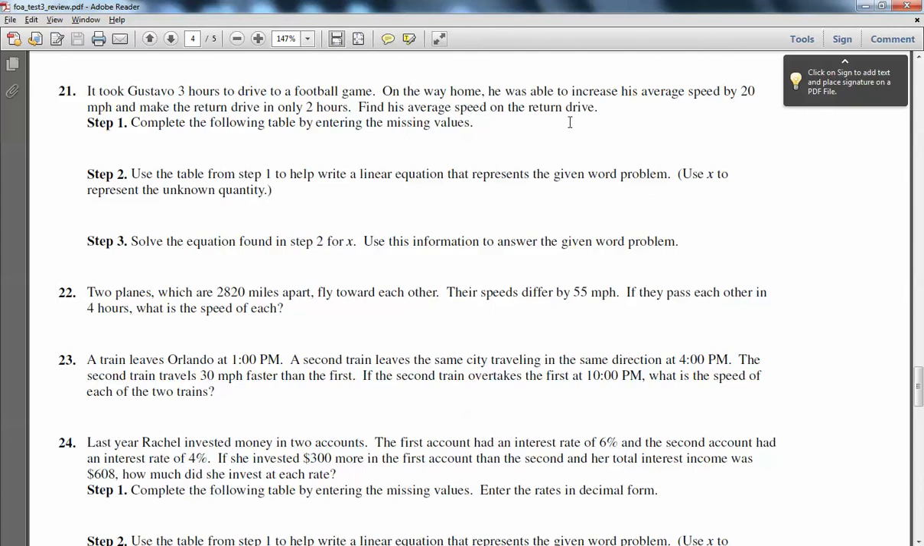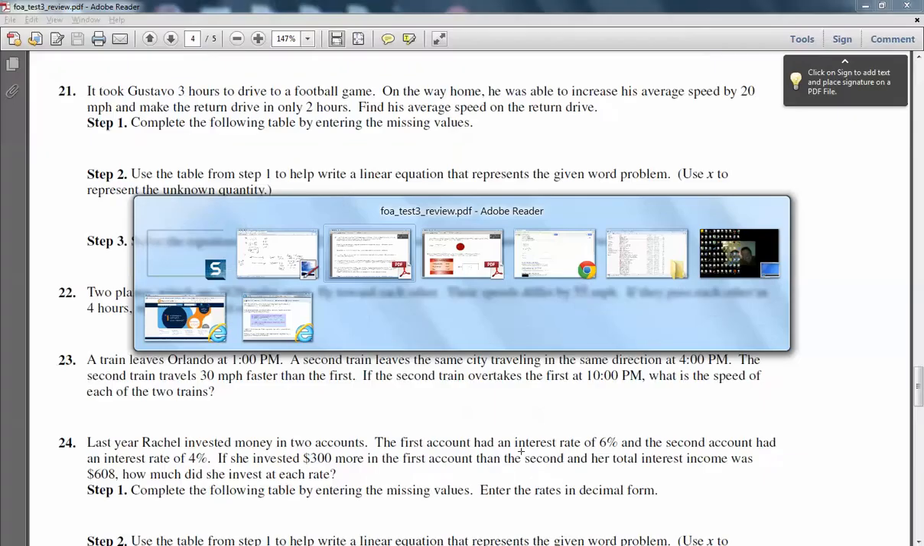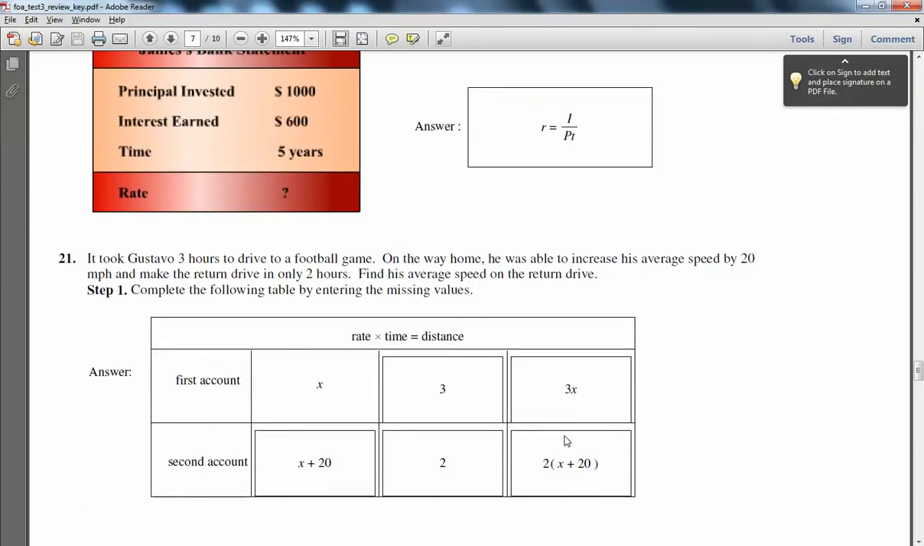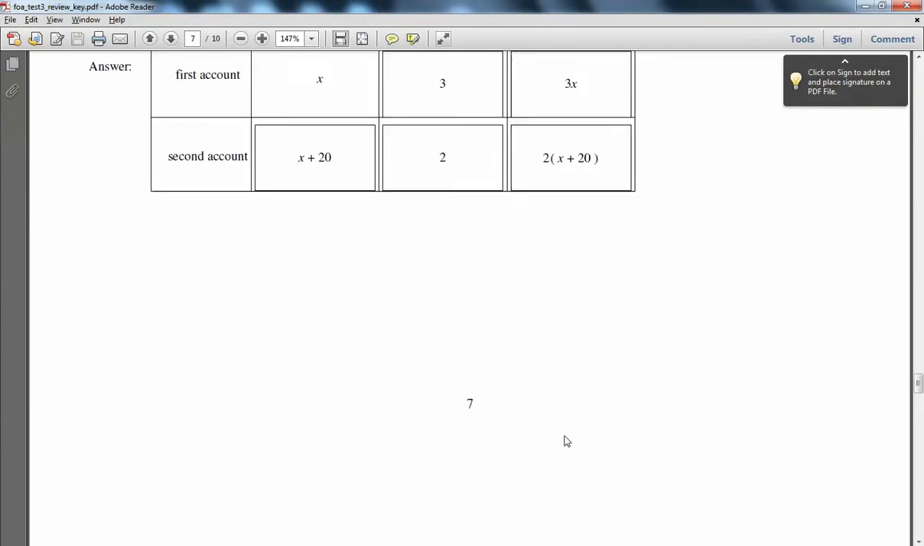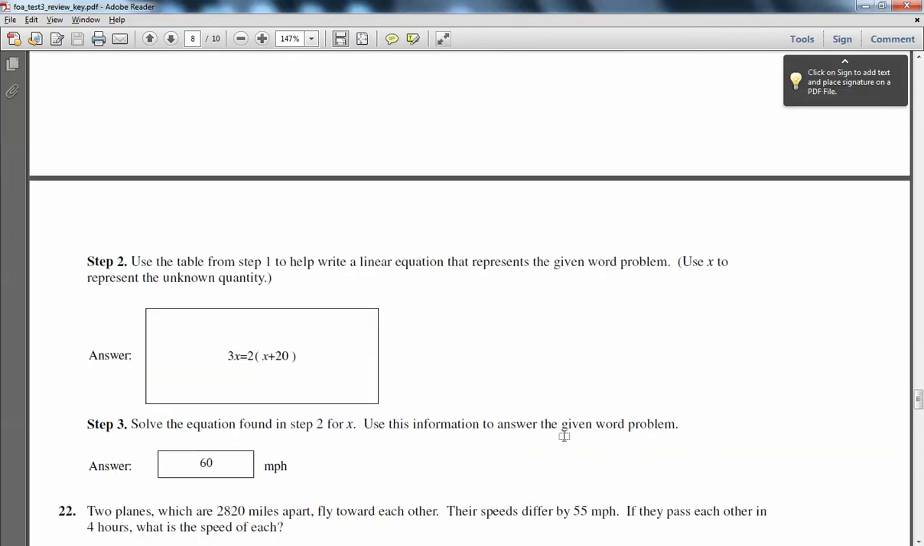Find his average speed on a return drive. Well, if he's going 40 going there, then returning would be 40 plus 20, or 60 is our answer. Where's 60? There it is, 60. So we came up with the right answer.